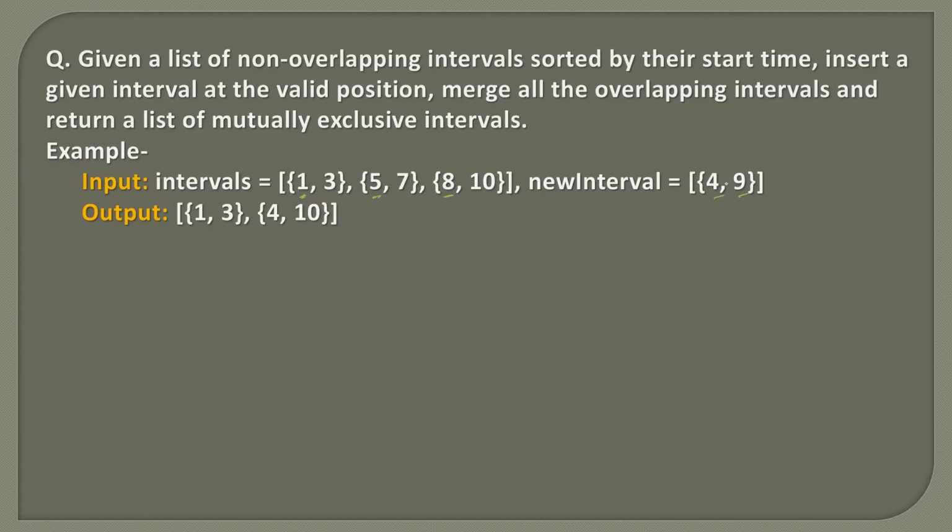Our task is to insert this 4, 9 into this list in such a way that if this new interval overlaps with any of the interval given in this list, we have to merge it with new interval and return back a list of mutually exclusive intervals. So the output is 1, 3 and 4, 10. Now how this output came, let's see via diagram.